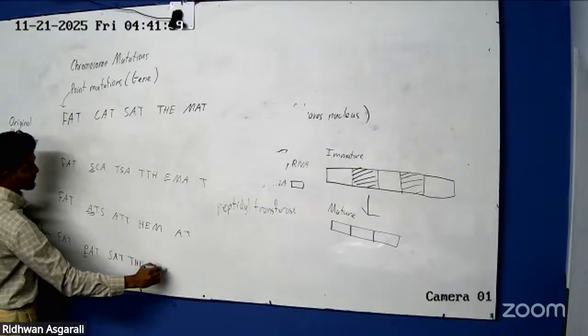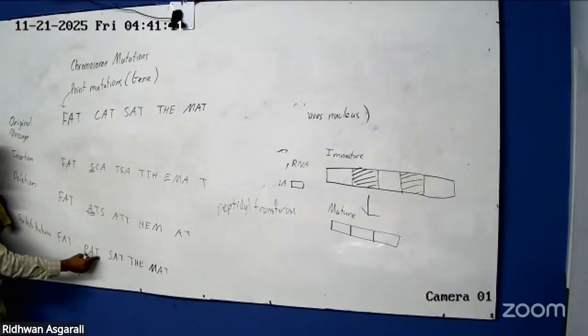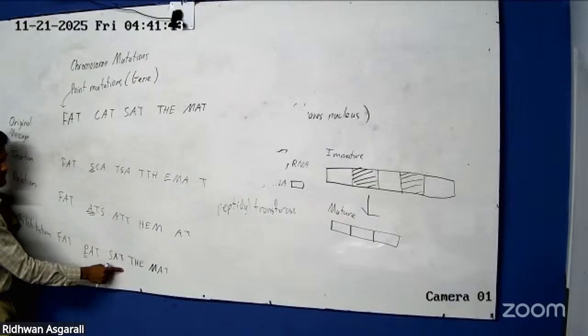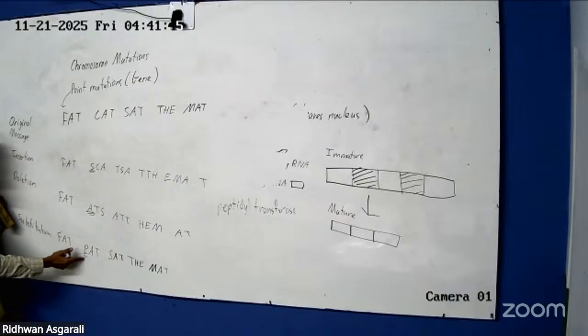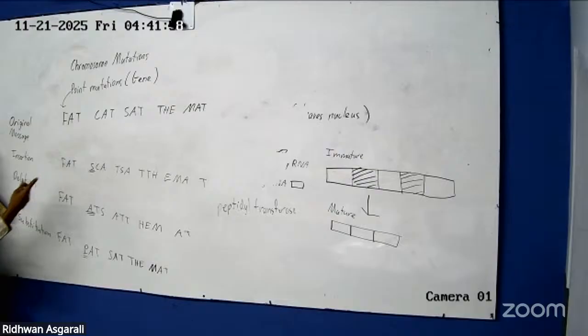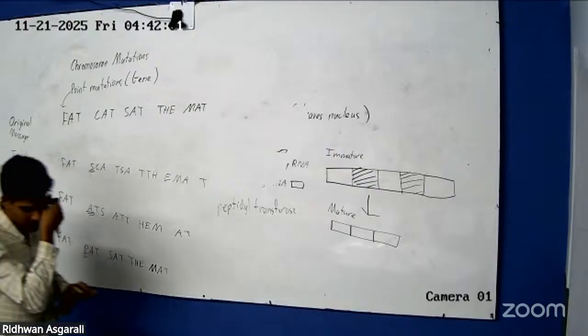So this one might not be as bad, because it doesn't change the rest of the genetic code. It might just change one amino acid or affect one of the codons. Remember that the genetic code is degenerate, so there is a possibility that the new codon might code for the same amino acid as the original. A possibility, but it's not likely.